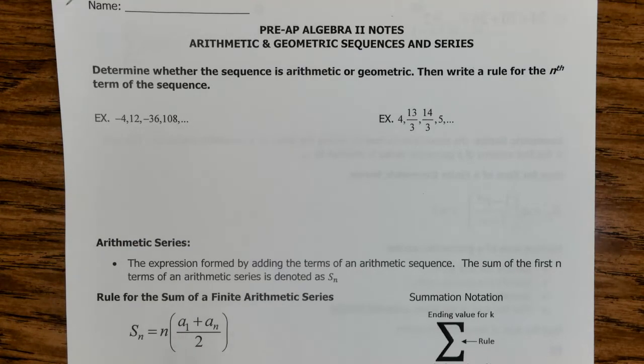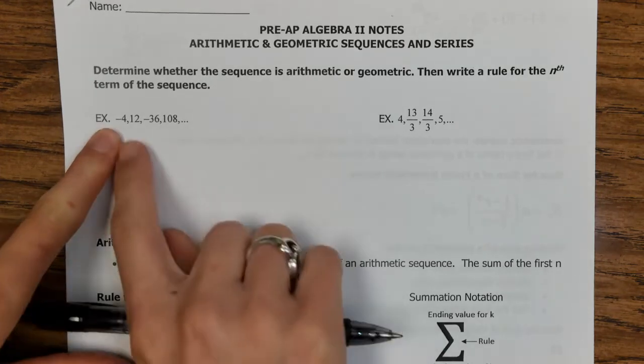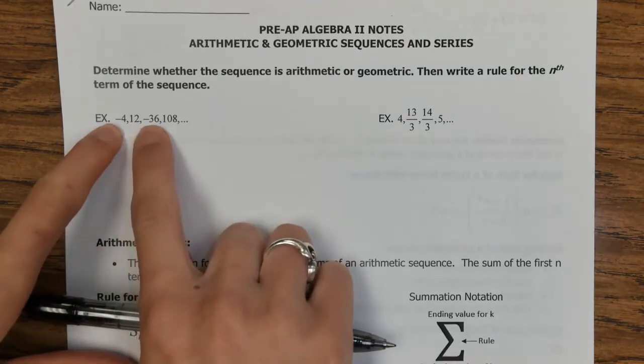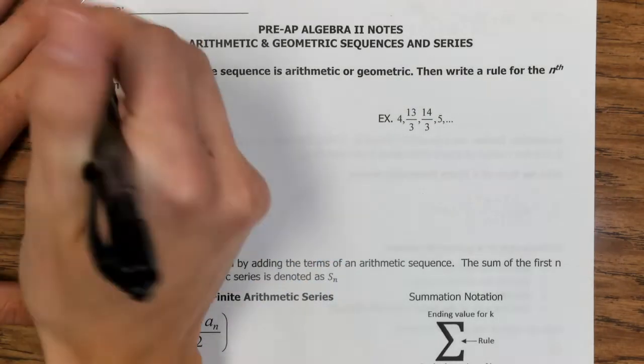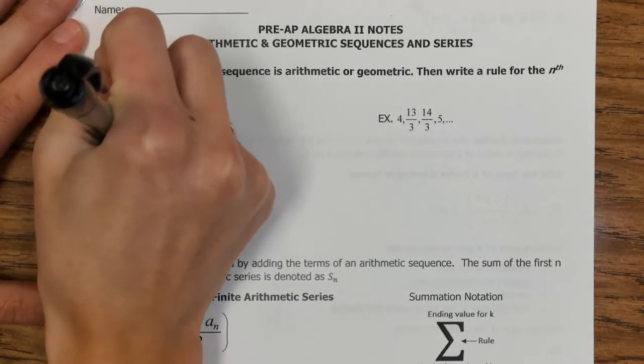Geometric. What is the biggest hint for it to be geometric? It switches the signs. So you're alternating positives and negatives. So that will never ever be arithmetic, okay? So here it's going to be geometric.